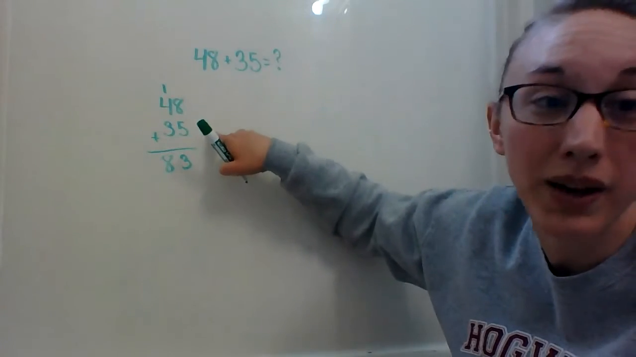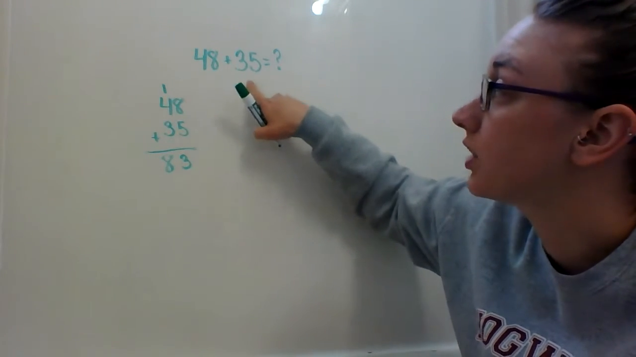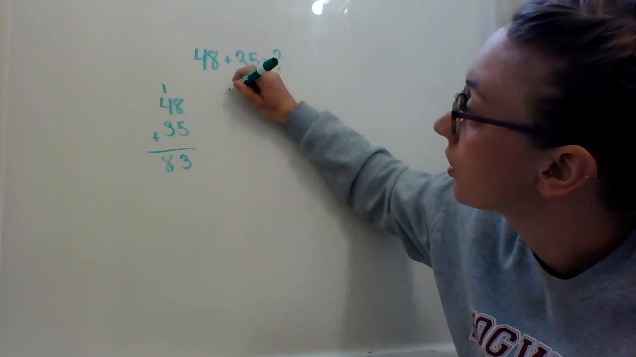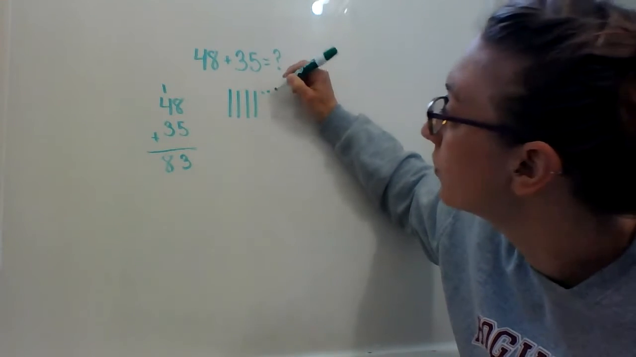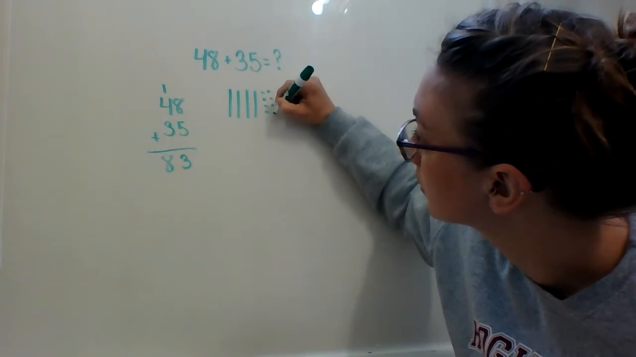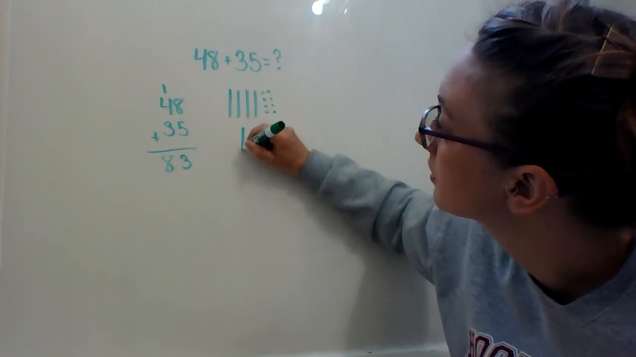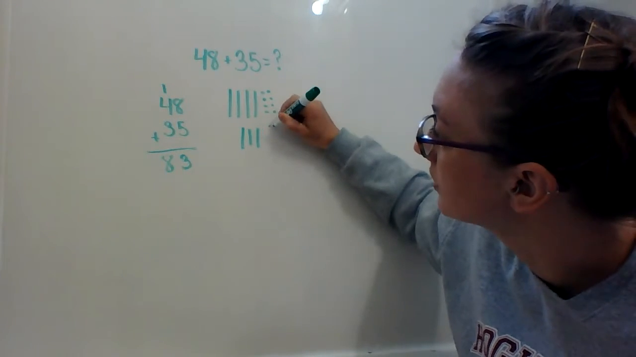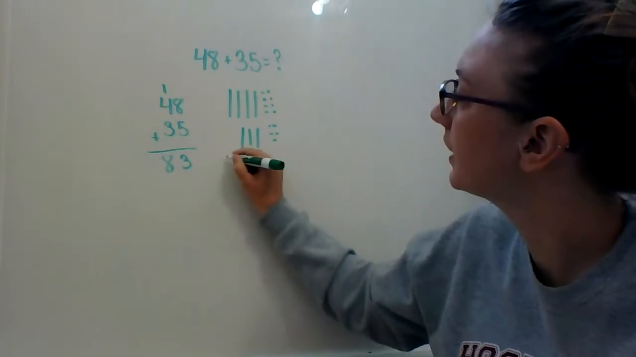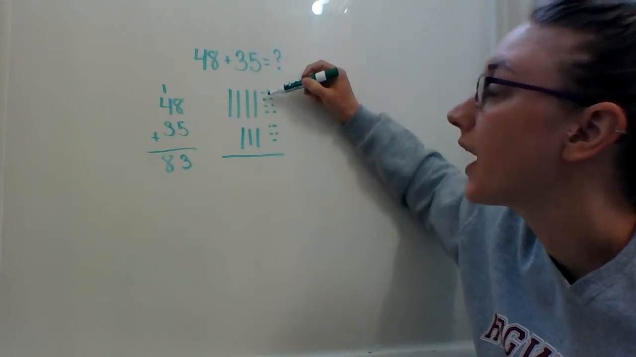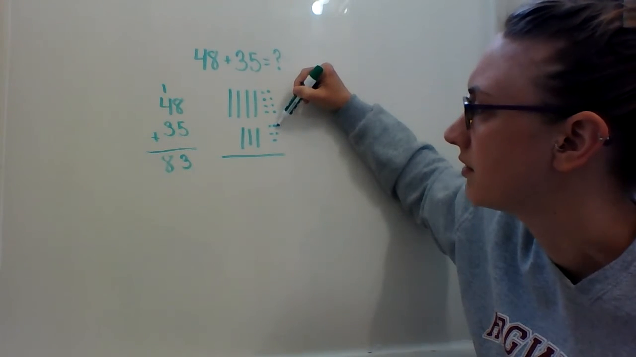All right, let's do base 10 and see what it looks like. So with base 10 blocks, I have to draw each number because I'm adding them together. So I start with 4 tens and 8 ones. Okay, and then I add 3 tens and 5 ones. Okay, and then I can add those together. So if I add up all my ones, 1, 2, 3, 4, 5, 6, 7, 8, 9, 10.